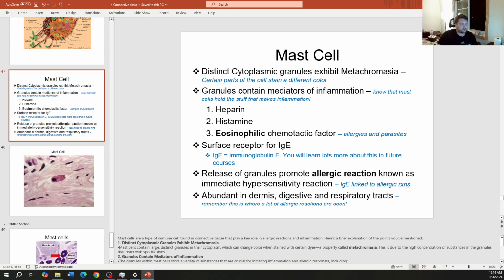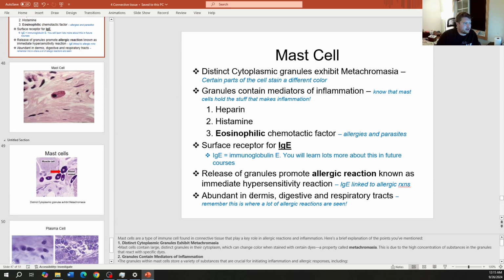They have surface receptors for IgE, the immunoglobulin E, and you should know that IgE is connected to mast cells. You don't need to know what is going on with it, all that kind of stuff. That's future stuff to deal with. We just need to recognize that IgE goes with mast cells and does the allergic reaction.